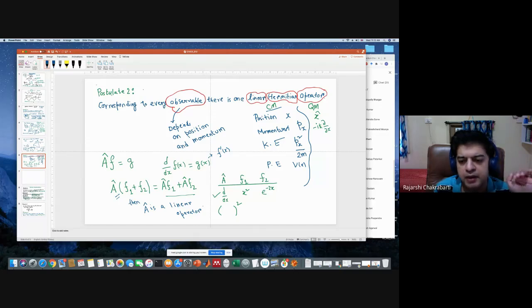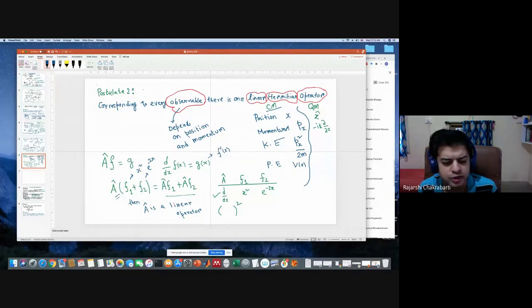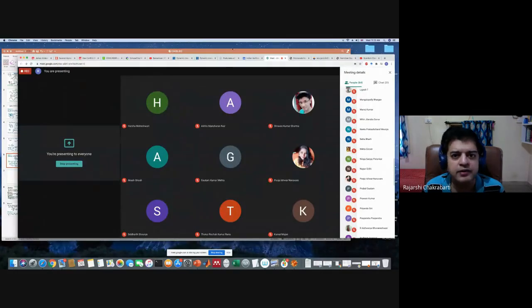Now it seems that this is obvious, but do you think this is obvious? This is not obvious in general. It is obvious for d by dx. So if I take two functions, f1 is x square and f2 is exponential of minus 2x, then taking the differentiation of the sum of these two functions is equal to taking the differentiation of the first function plus taking the differentiation of the second function. I don't want to do it. This is obvious, isn't it? Do you think I should do it, or can you follow? Can you follow this? So you guys are following what I am saying?